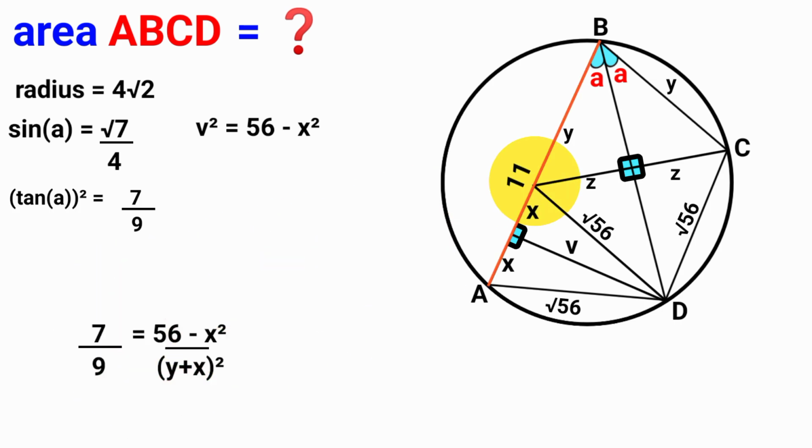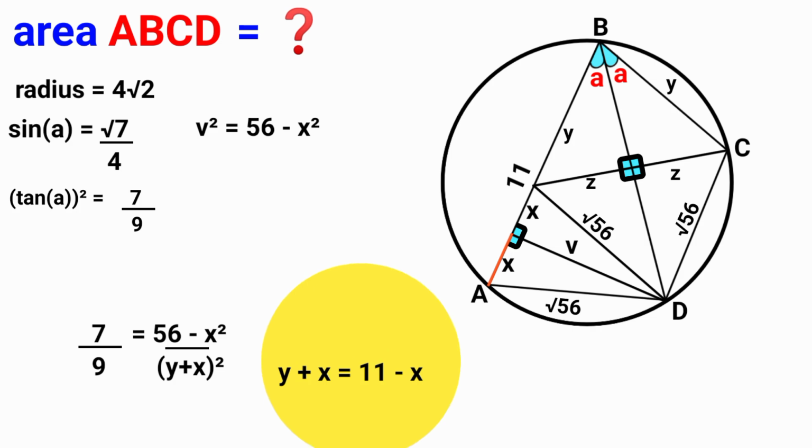Now look at this chord AB. Its whole length is 11 units, but it is divided into 3 segments. This segment has its length to be y, then this segment and this have their length each to be x. That means their sum will be equal to 11. So y plus x plus x equal to 11. x plus x is 2x. We subtract x from both sides. Here 2x minus x is x. So y plus x equal to 11 minus x.